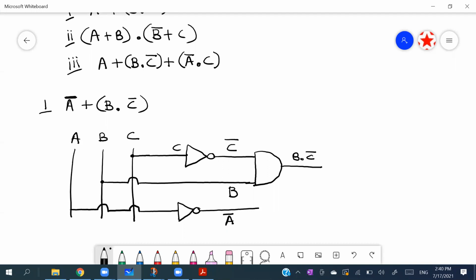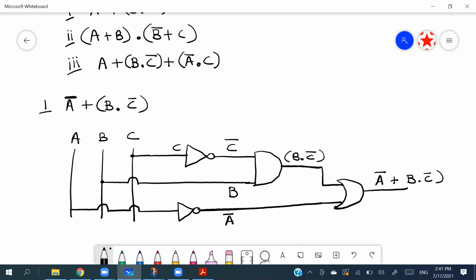Now we have to do the operation in between A bar and B dot C bar. So B dot C bar is right over here. A bar is right over here. So we have to do the OR operation. Here we go. We are sending this through an OR gate. So the output is going to be A bar plus B dot C bar. Simple as that.